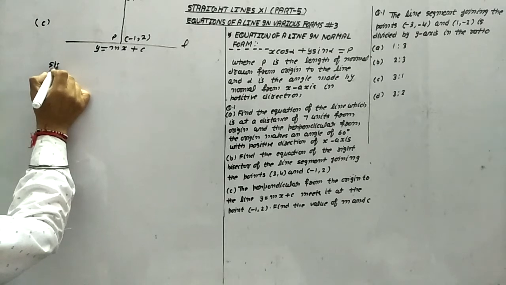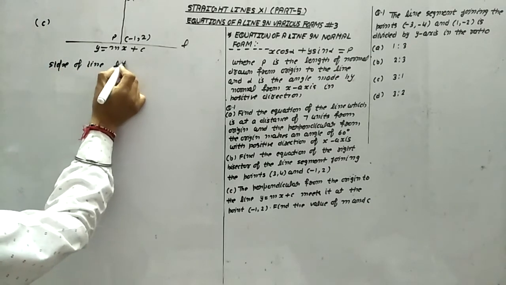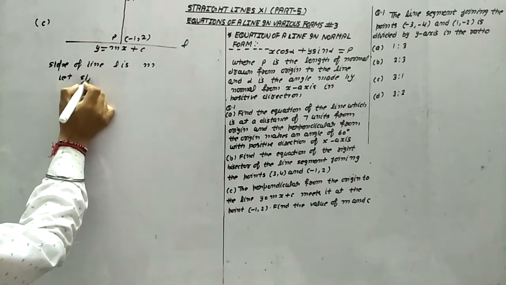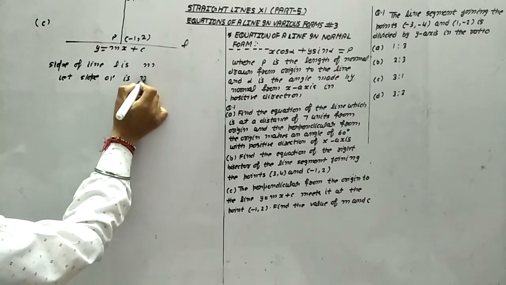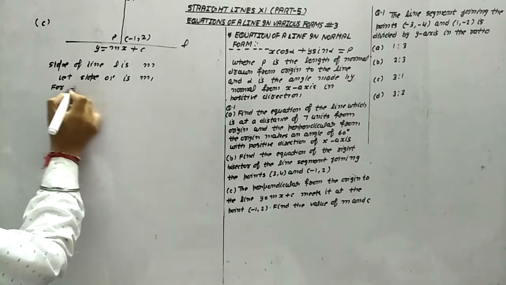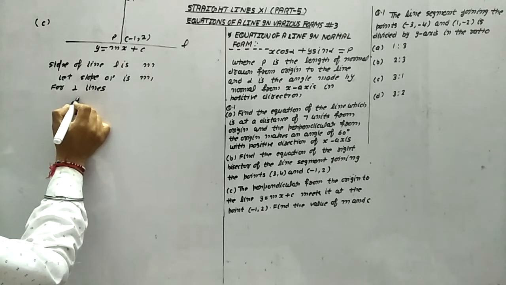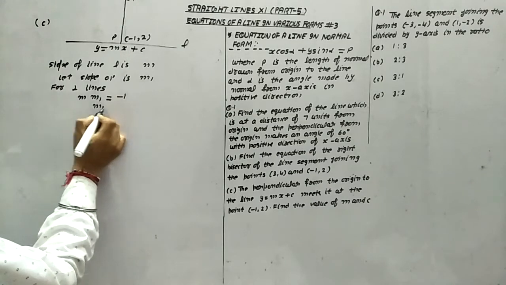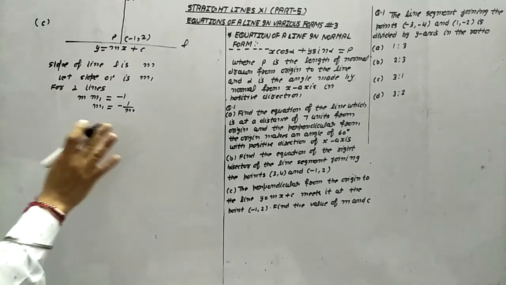Now the slope of line L is m only. Let the slope of OP be m1. For perpendicular lines, what is the rule? m1 times m is equal to minus 1. It means m1 is equal to minus 1 upon m. This is the one part.